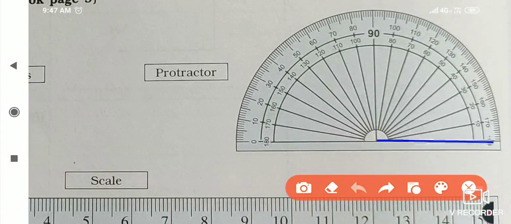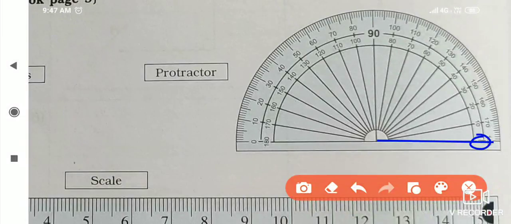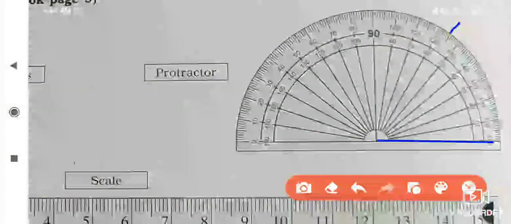If I draw this ray on this side, then we have to count the angle from 0, where the line is intersecting. So where is the 0 of this line? The 0 of this line is here. On it, how will 55 come? I am counting 10, 20, 30, 40, 50, and above 50 is the 55 line.